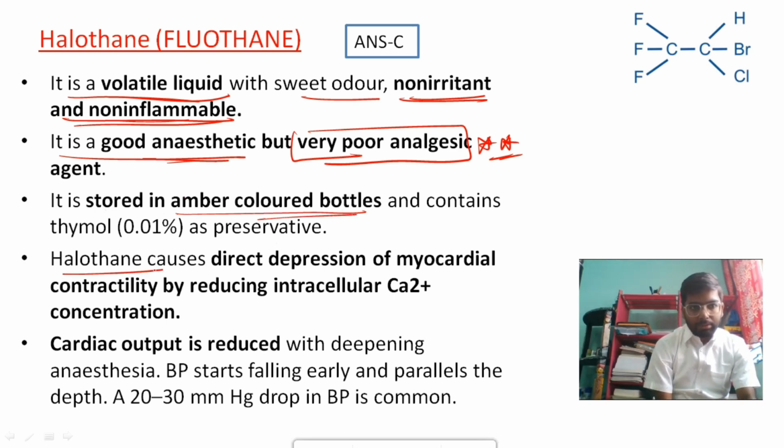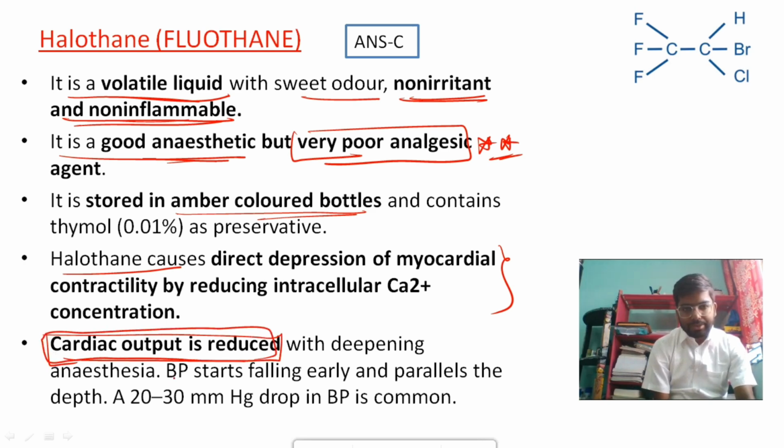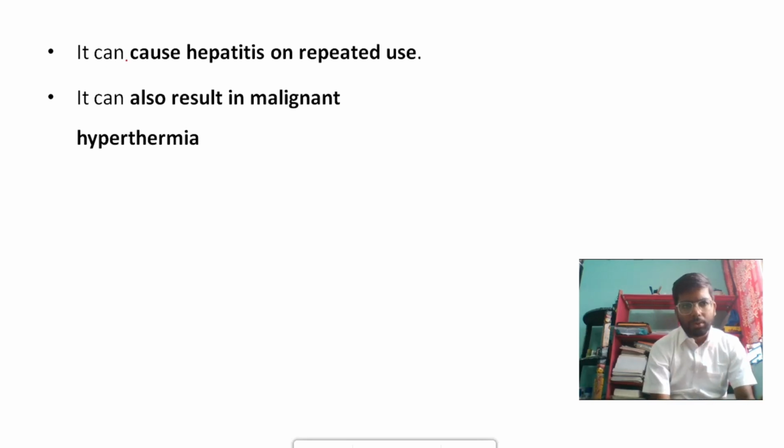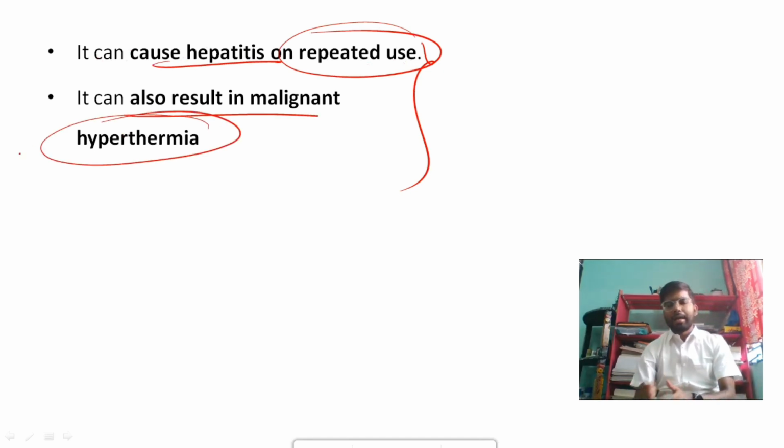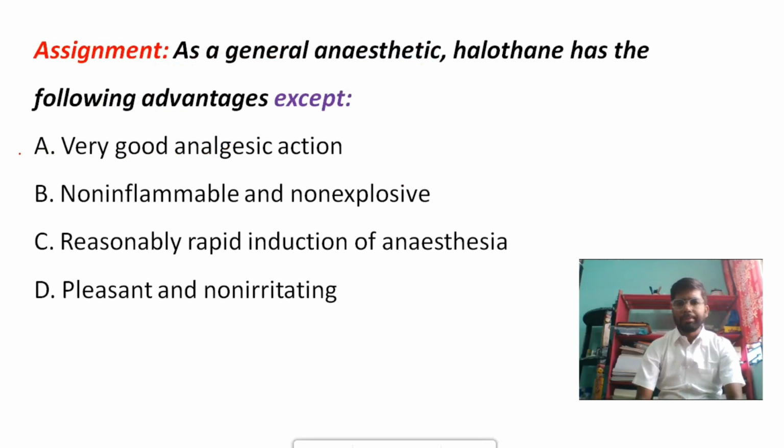Okay. And halothane can cause calcium channel inactivation. Okay. And after giving halothane, cardiac output is reduced, and BP also will fall. And it can cause adverse effects, sir. It can cause hepatitis on repeated use, and it can also cause malignant hyperthermia in repeated use. Okay. So these two are the major adverse effects of halothane. Okay. I hope it is clear to you.